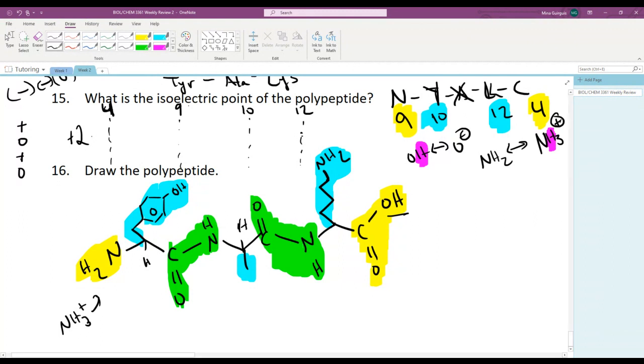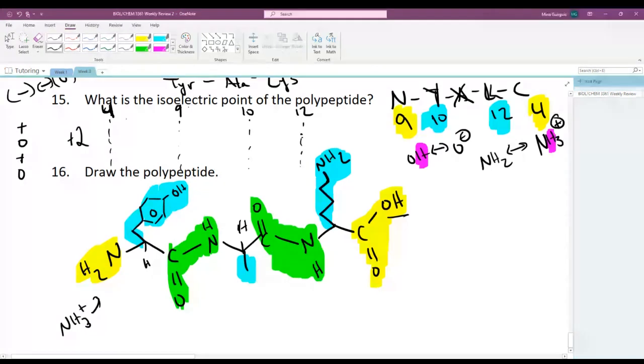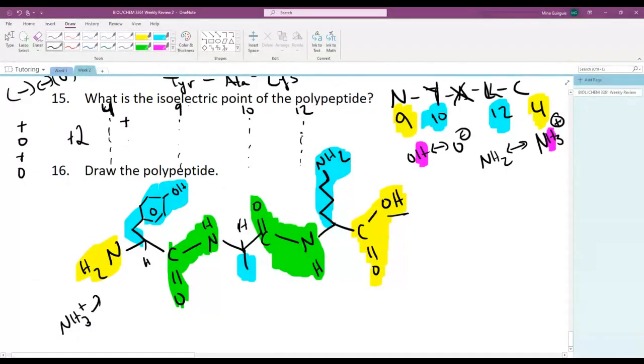So between 4 and 9, the only thing that changed is our C-terminus, right? Because we're still below the pKa of our N-terminus, we're still below the pKa of our tyrosine, and of our lysine, okay? So I'm going to go ahead and copy those 3 because N-terminus is still positive since we're below 9. Tyrosine is still neutral since we're below 10. Lysine is still positive because we're below 12.